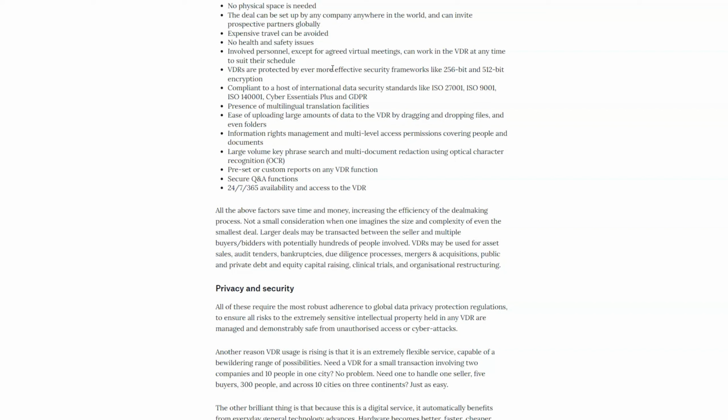Another reason VDR use is rising is that it is an extremely flexible service capable of a bewildering range of possibilities. Need a VDR for a small transaction involving two companies and 10 people in one city? No problem. Need one to handle one seller, 5 buyers, 300 people and across 10 cities? Just as easy.